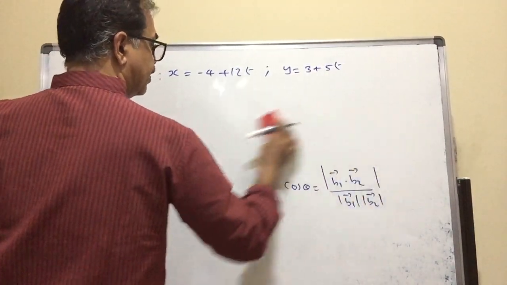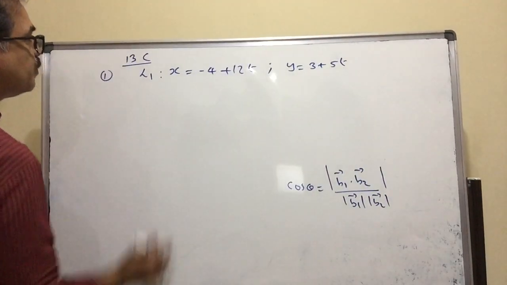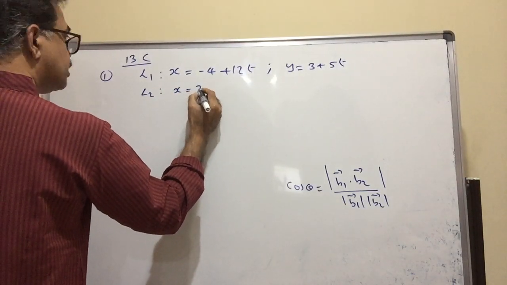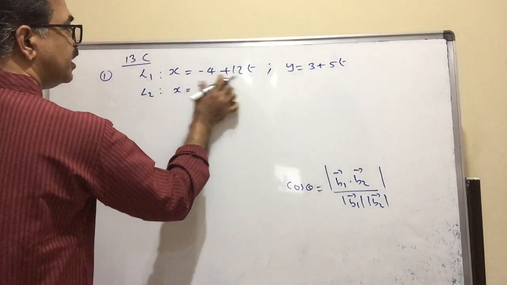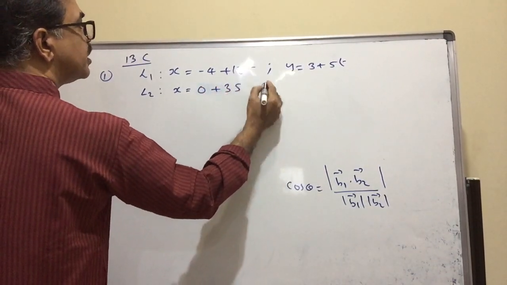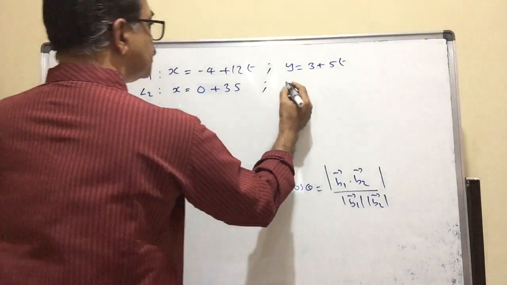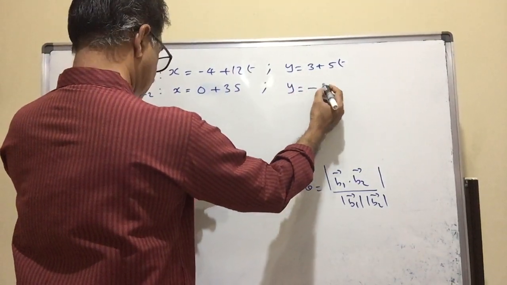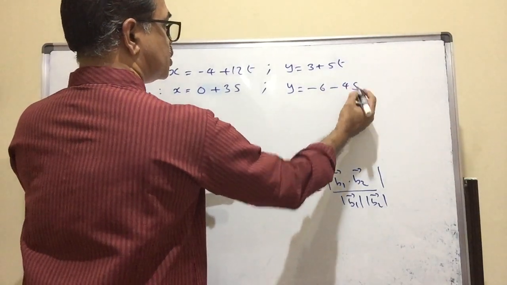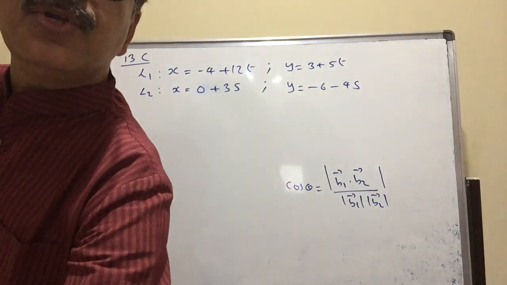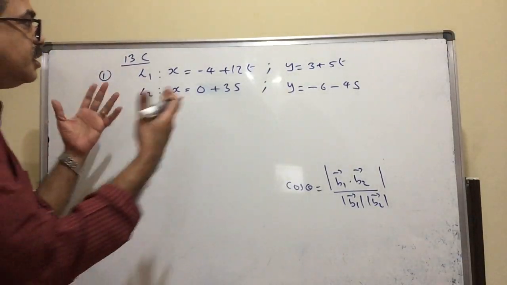So the second line L2 is x is equal to 3s. Basically, I just want to put it like 0 plus 3s. Okay, that's 3s, just to put it in the same format, which is not necessary. y is equal to minus 6 minus 4s. So when you look at these two lines, I just want to know what is its direction vector.